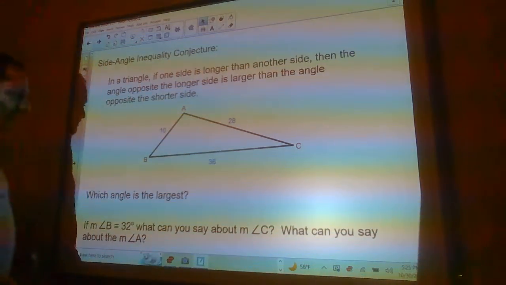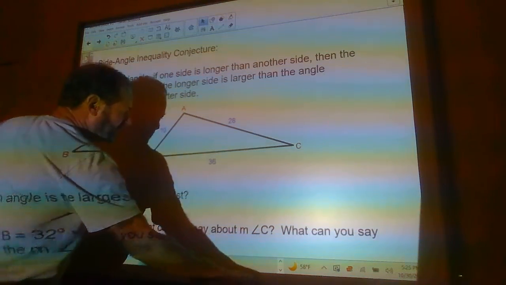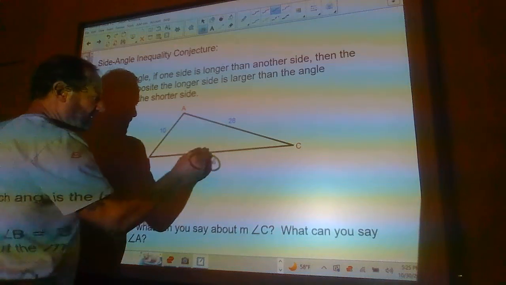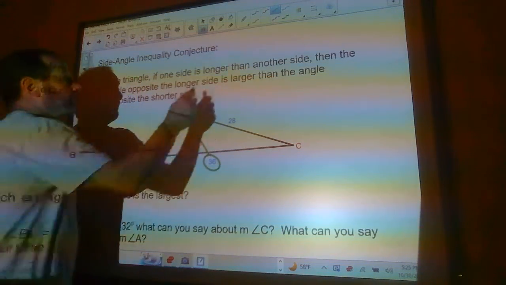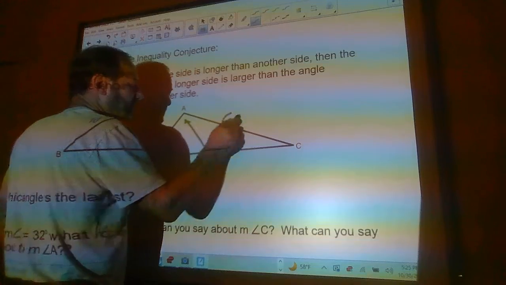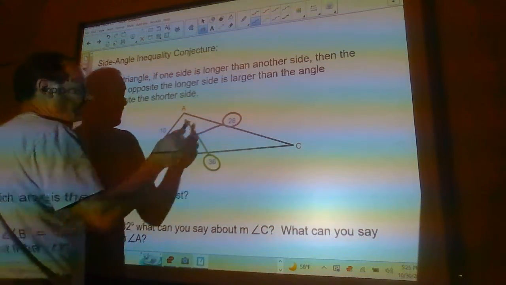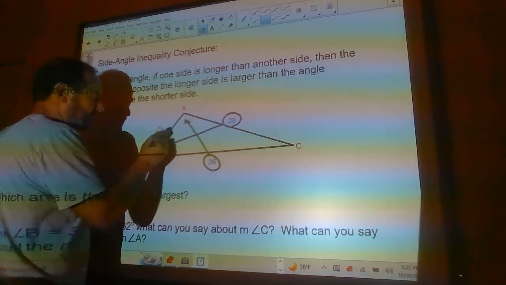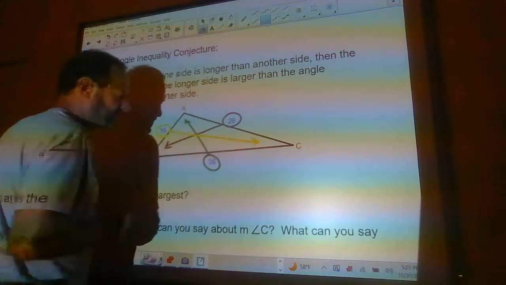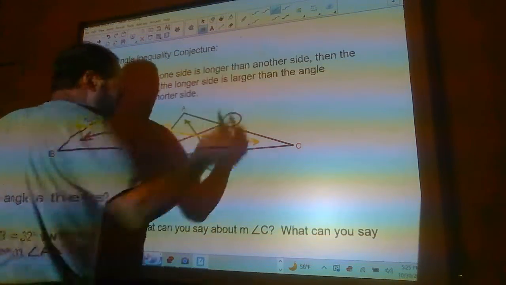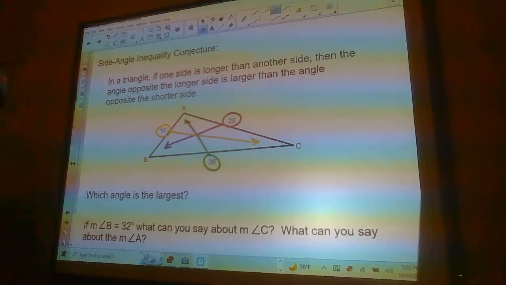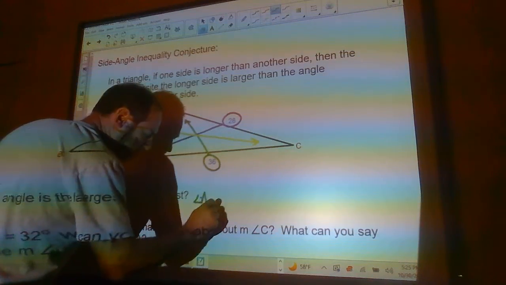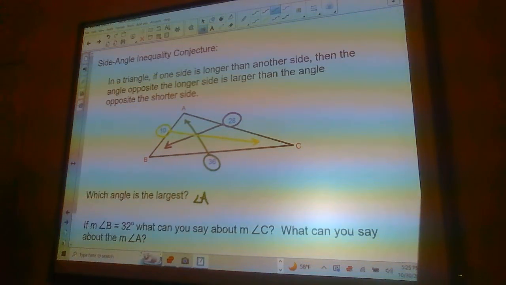So this is the biggest side. That's the biggest angle. This is the middle side. That's the middle angle. And this right here is the short side, so that's the short angle. Which angle is the largest? Angle A will be the largest angle.